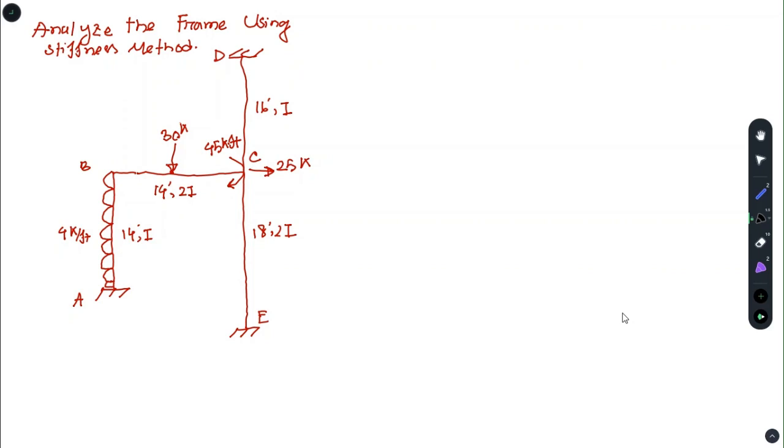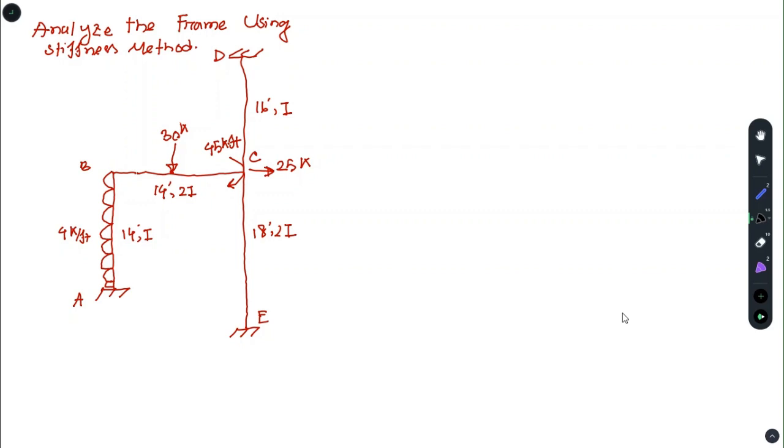So now we'll solve a frame problem using the stiffness method. Here is the question. We have a four-frame related problem. So now we'll solve a problem of a frame using the stiffness method.